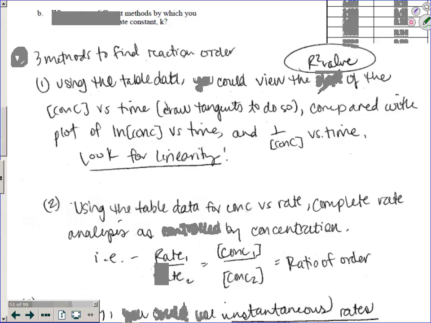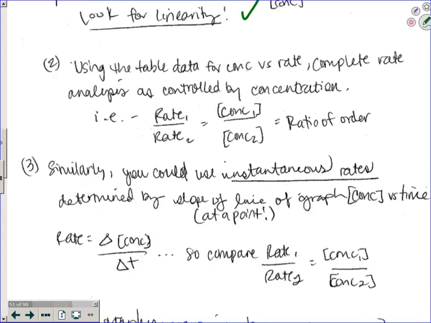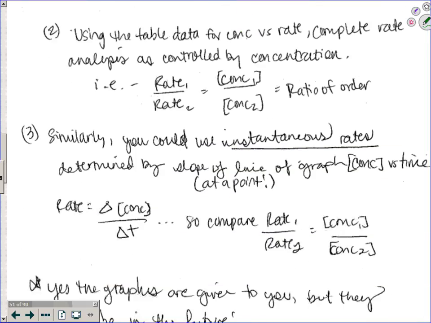All right, so using the table data, you could view, I put slope, but R squared value of the concentration versus time. This is that linearity one that JT was just talking about. And then we could compare, this is kind of that ugly algebra method, which is the table logic. So basically we're looking at the comparison between how concentration changes and how that impacts the rate. The way you can prove that is this nice little setup. You can do rate 1 over rate 2 is equal to concentration 1 over concentration 2, or vice versa, 2 over 1, whichever is larger.